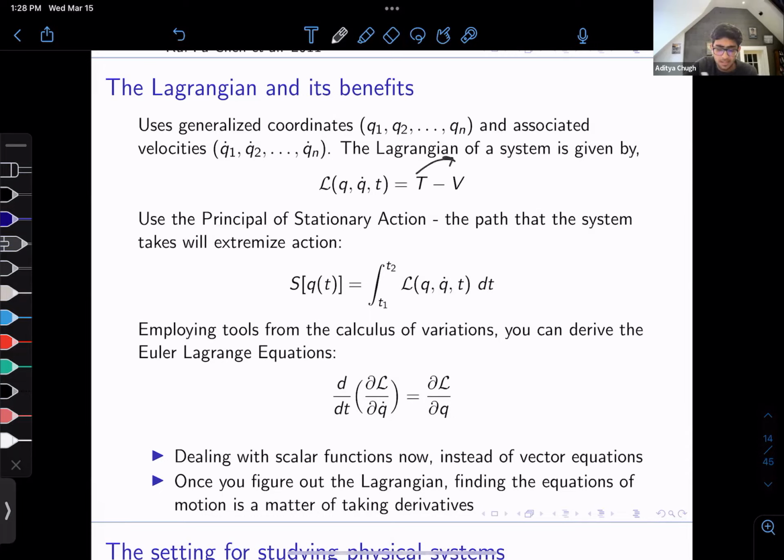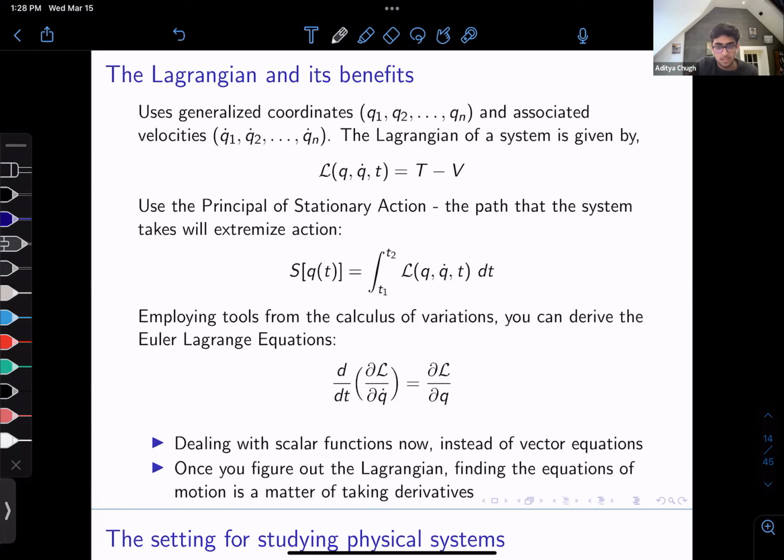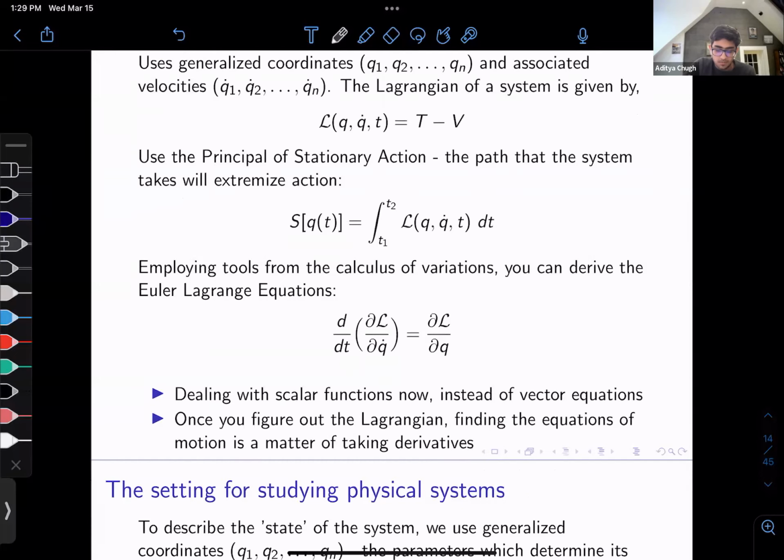Then there's something called the principle of stationary action. The coordinates will tell you where your system is now, and then eventually you can find out the path the system will take. All of these coordinates depend on time, and if you specify at each point in time what the values of these coordinates are, you can just imagine that that's a path that your system will take. Then the principle of stationary action says that the path that the system takes will extremize this integral. And with some calculus of variations, you can derive these equations.